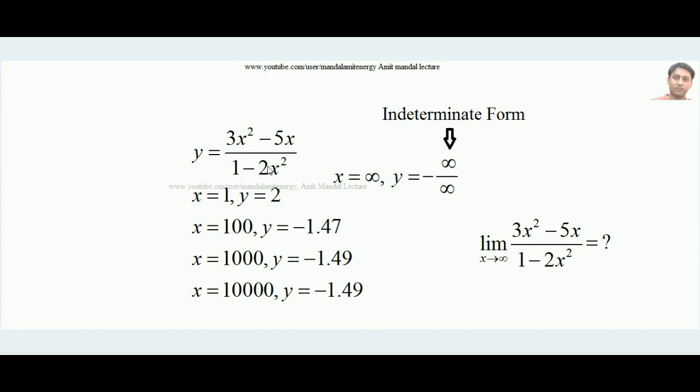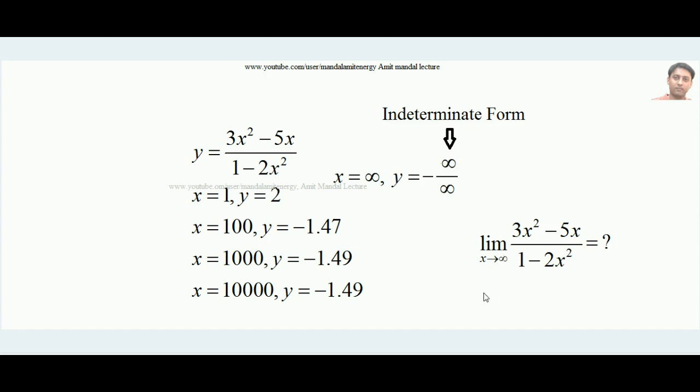Okay, now if I keep x equals infinity, what will I get? Infinity square is infinity, into 3 is also infinity, minus 5 into infinity is also infinity. So infinity minus infinity is what? Similarly in the denominator, infinity square is infinity, 2 into infinity is also infinity, and 1 minus infinity is minus infinity. So you are getting y equals infinity by minus infinity, which is also an indeterminate form. We cannot find out the value of infinity by infinity, I already told you.